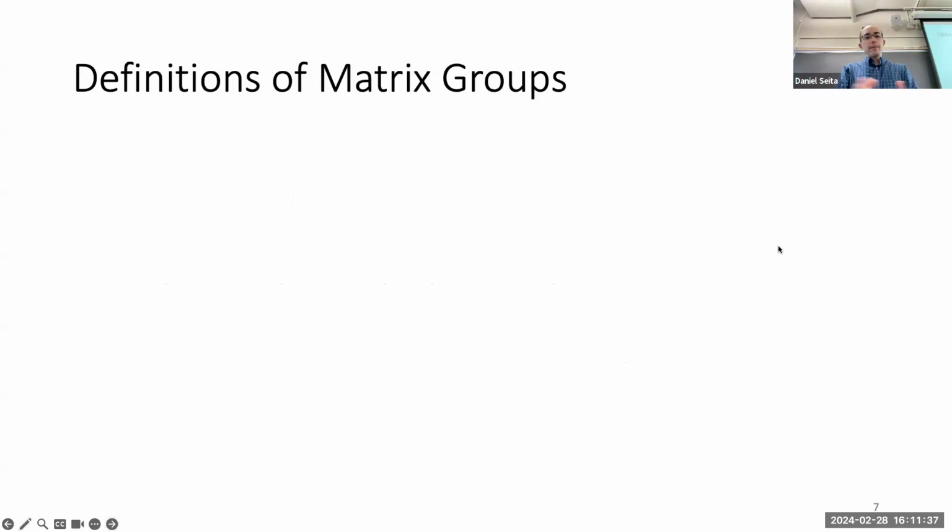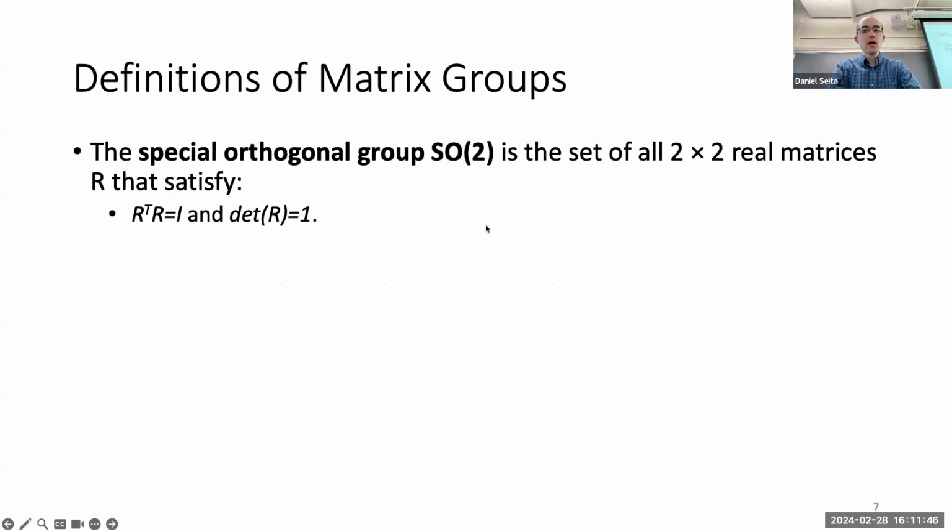All right. So one important concept to know when we talk about rigid bodies today is these particular matrix groups. I know these come up a lot in robotics, so it's good to cover them. So we have the special orthogonal group, denoted SO2. It's the set of all 2x2 real matrices that satisfy these properties: R transpose R equals the identity matrix, and the determinant of R is 1.